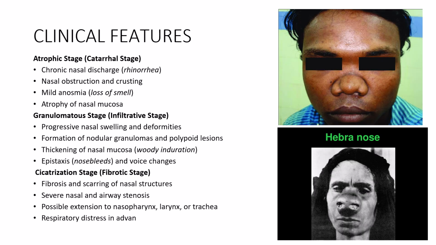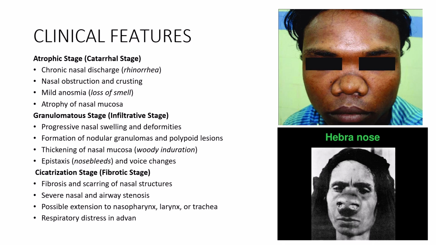Next is the clinical feature. This also is based on 3 stages: the atrophic stage, the granulomatous stage, and the cicatrization stage. In the atrophic stage, we'll be seeing foul smelling purulent discharge and crust. Along with that, we'll be seeing nasal obstruction, and also mild anosmia, that is loss of smell. Then in the granulomatous stage, we see nodule formation.